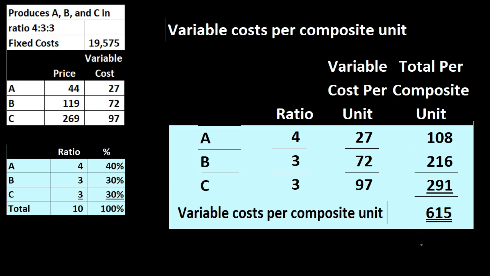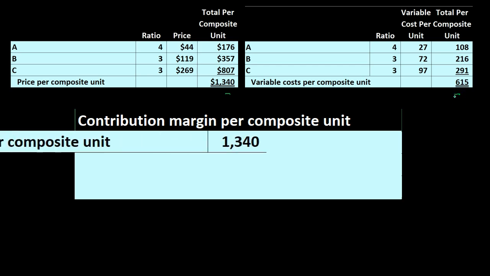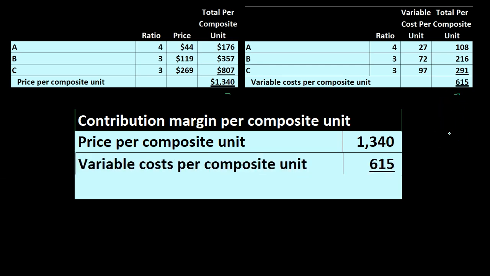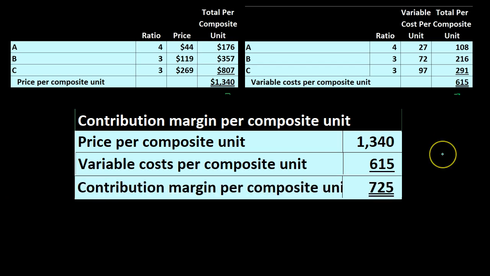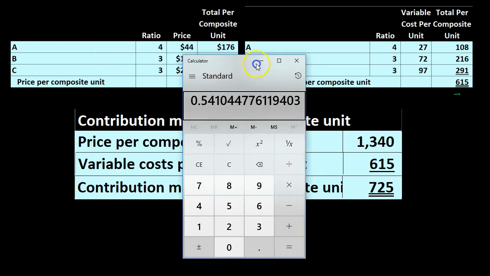Now we have a variable cost per composite unit, and we have the price per composite unit that we have now calculated. We can then perform our break-even analysis with these numbers. We can take the price per composite unit, 1,340, subtract out the variable costs per composite unit of 615. That gives us a contribution margin of 725. So there's our standard type of breakout. We now have our contribution margin. If we wanted to apply a contribution margin ratio, we could take this number and do the ratio 725 over 1340, and we can get our contribution margin ratio like so.